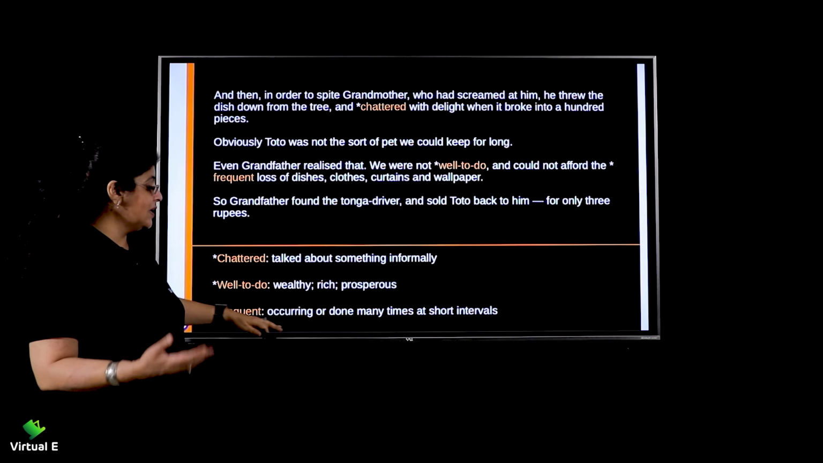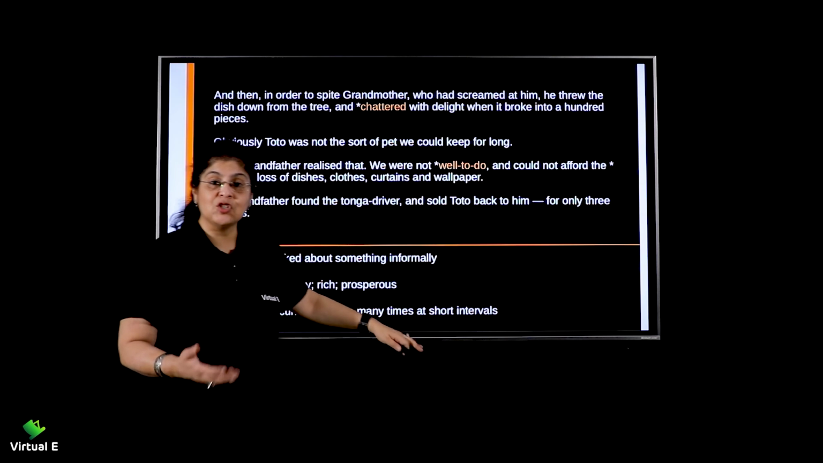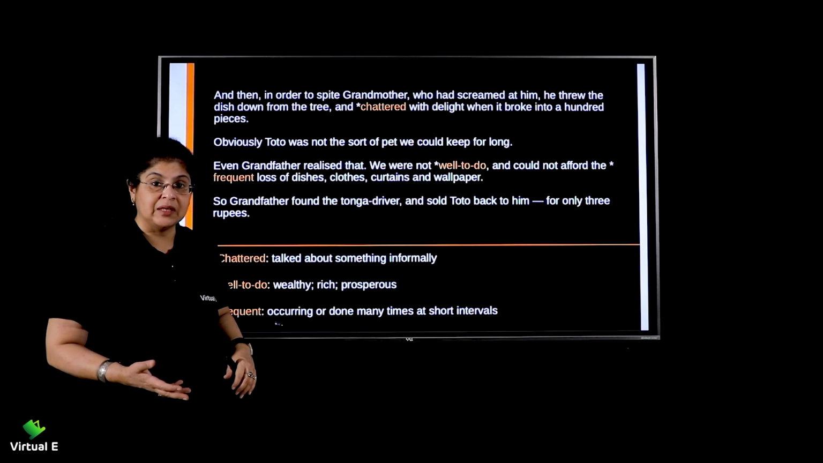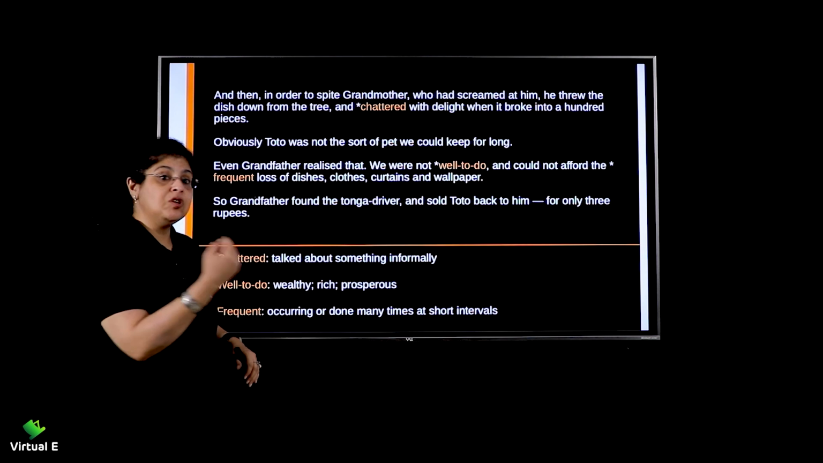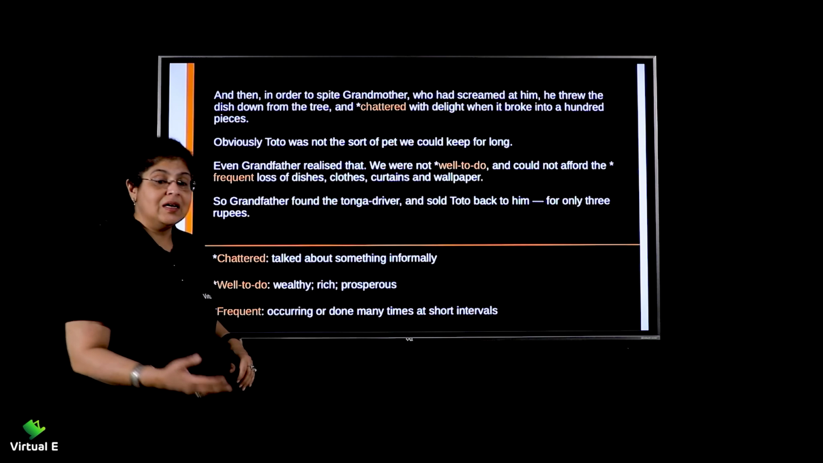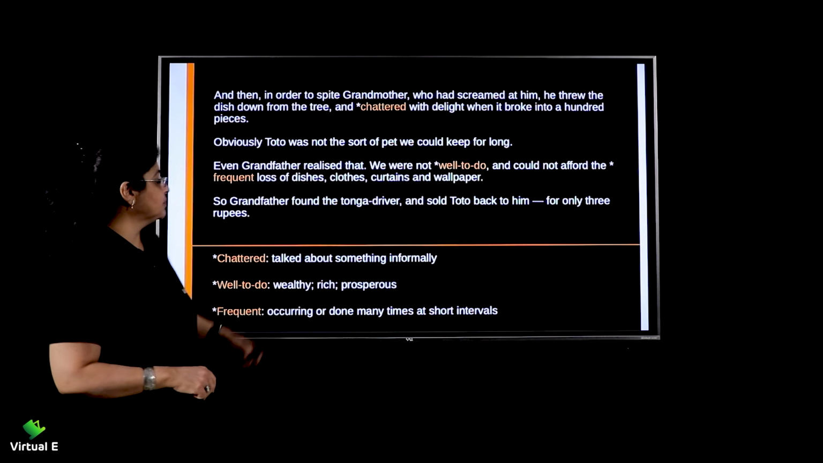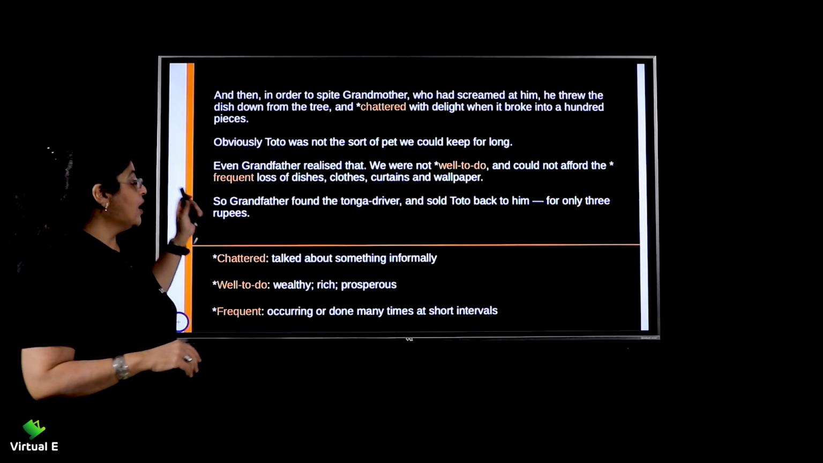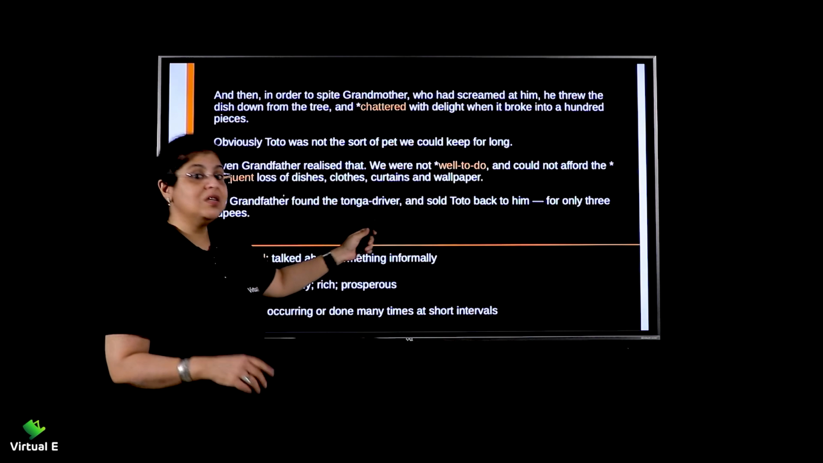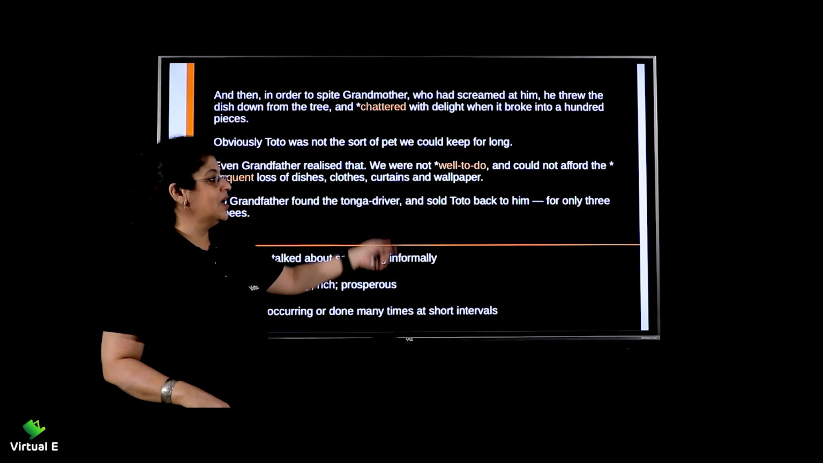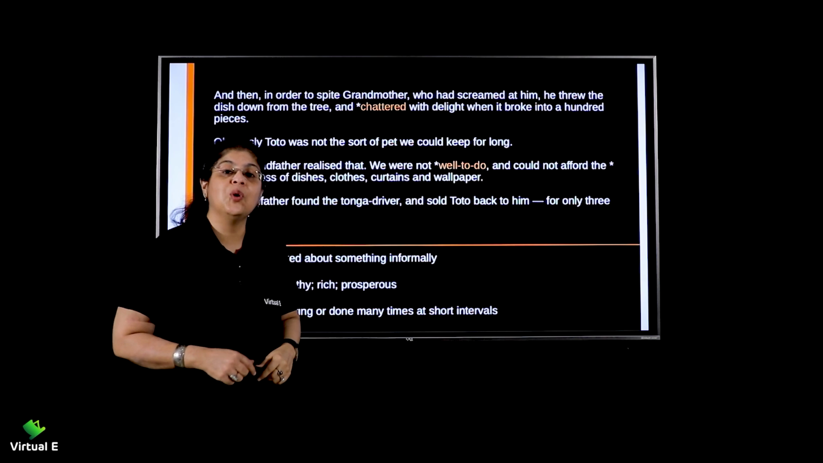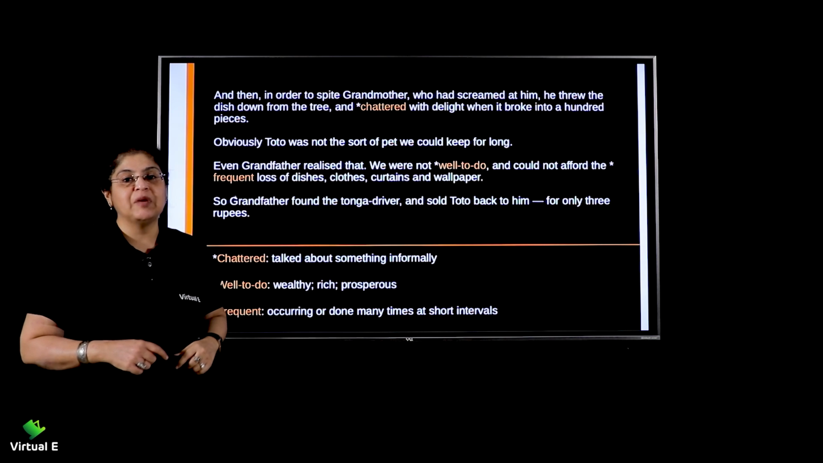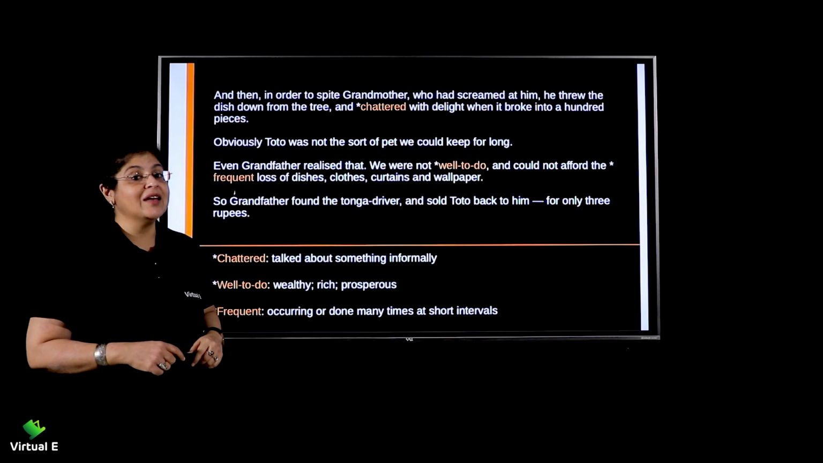He's saying frequent, meaning occurring or done many times at short intervals. So often he would land up spoiling something, and every time we had to replace or repair it, we were not rich enough. So, what did Grandpa do? Grandfather found the same Tonga driver and sold Toto back to him for only 3 rupees. So finally he had to give up.